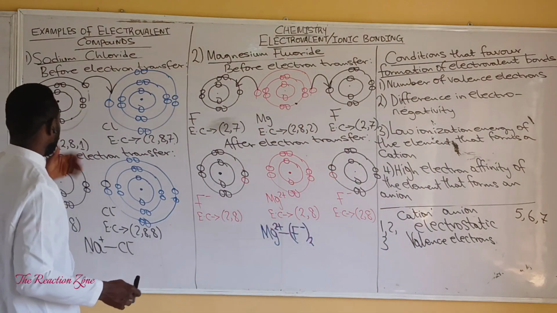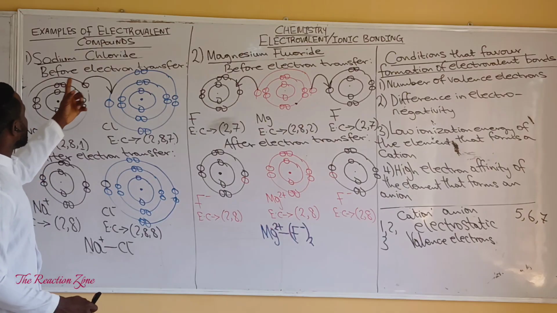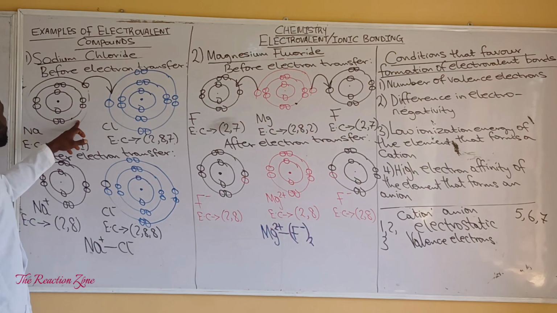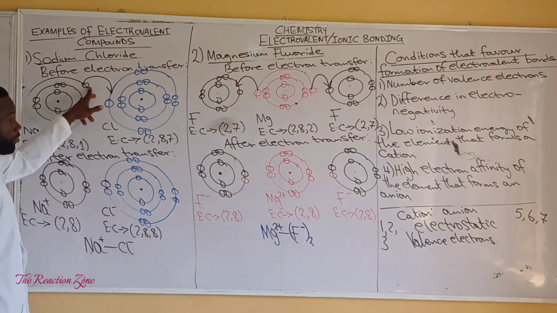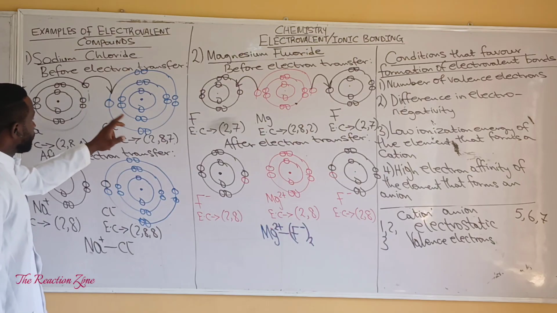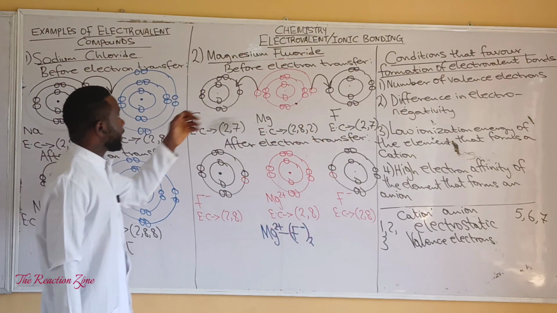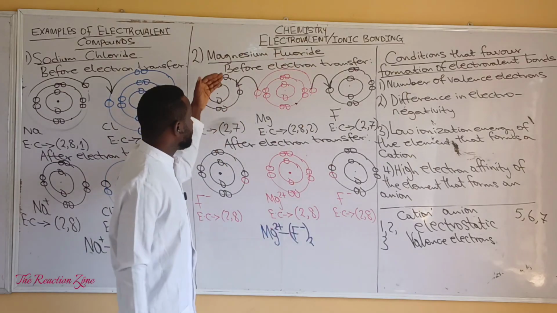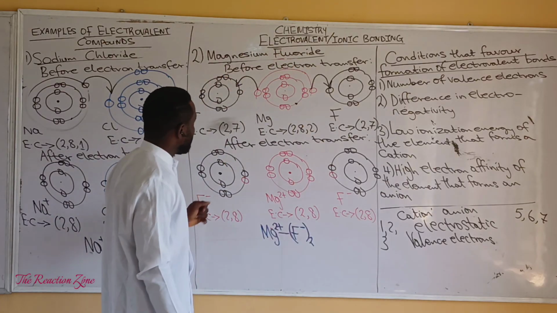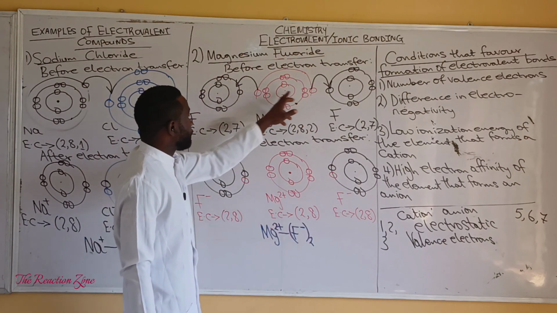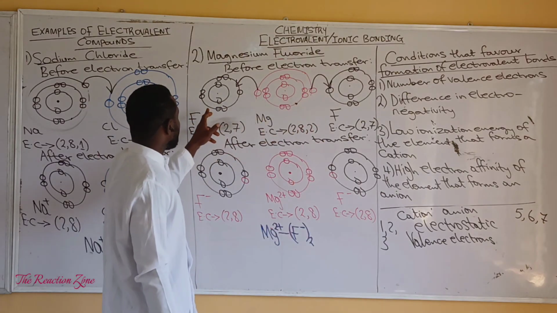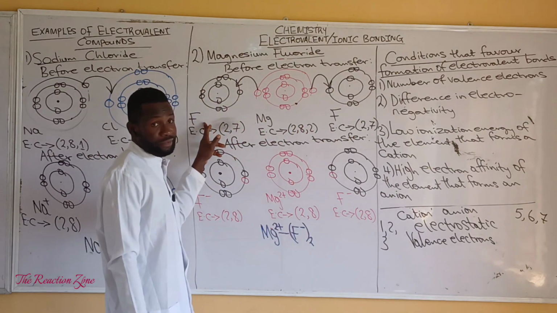Looking at sodium chloride, before the electron transfer, sodium atom had 1 valence electron. Chlorine atom, on the other hand, had 7. In the case of magnesium fluoride, before the electron transfer, the magnesium atom had 2 valence electrons. Each of the fluorine atoms had 7.